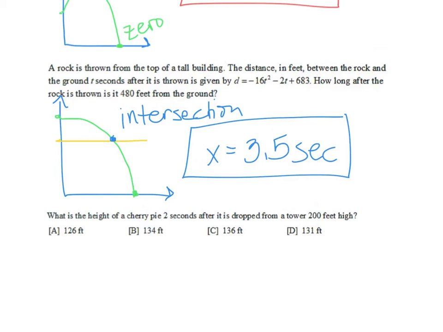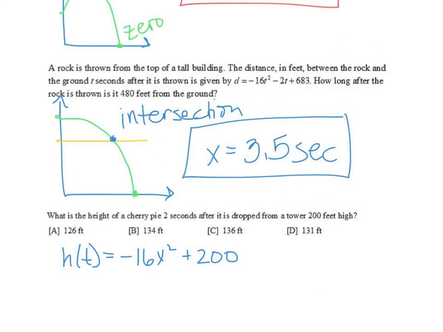On this third one, now we have to write the equation again, but it's just dropped. We have a cherry pie dropped from a tower 200 feet high. We're looking at 200 feet as the initial height, dropped, no velocity, and where is it after 2 seconds? We need to start with an equation though. So my equation will be h of t equals, because we're talking about feet, negative 16 x squared, no velocity because it's dropped, plus 200, the initial height.